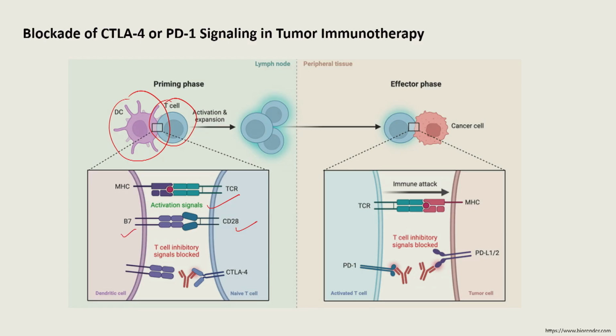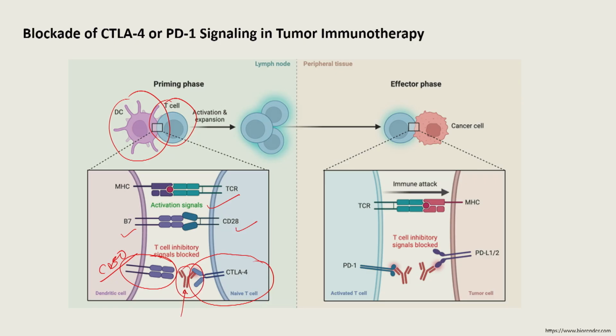CD28 and B7 is a co-stimulation, and once there is a co-stimulation, we can see that there could be some proliferation happening. And of course in the naive T cell, when there is an expression of CTLA4, we could block this CTLA4 by antibody, and therefore this CTLA4 is not available to bind to this B7, which is CD80. So essentially, the B7 molecule expression is there in the dendritic cell or antigen presenting cell, but this attachment of B7 molecule to CTLA4 is aborted by the addition of this antibody.